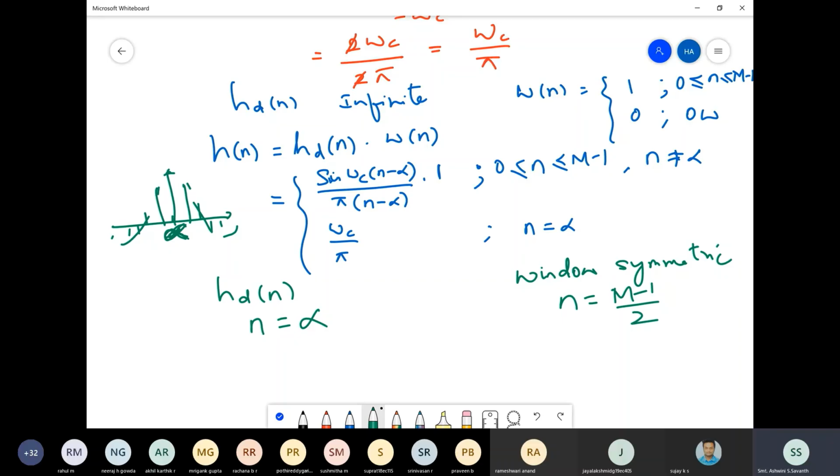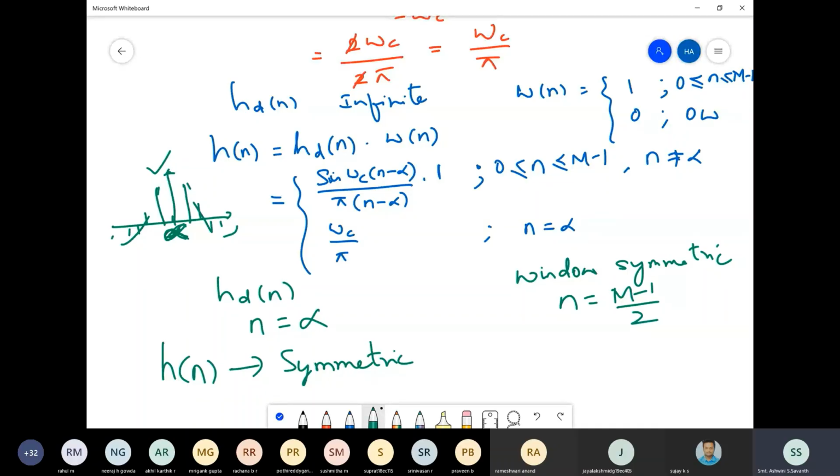Okay. So why I am telling you this is, the h of n that we are going to design, the FIR filter that we design, should be a symmetric filter. Should be symmetric or antisymmetric. When I say symmetric, it also implies that antisymmetric could be a possibility. But here we have a symmetric function, that is the sinc function. So h of n also should be symmetric.